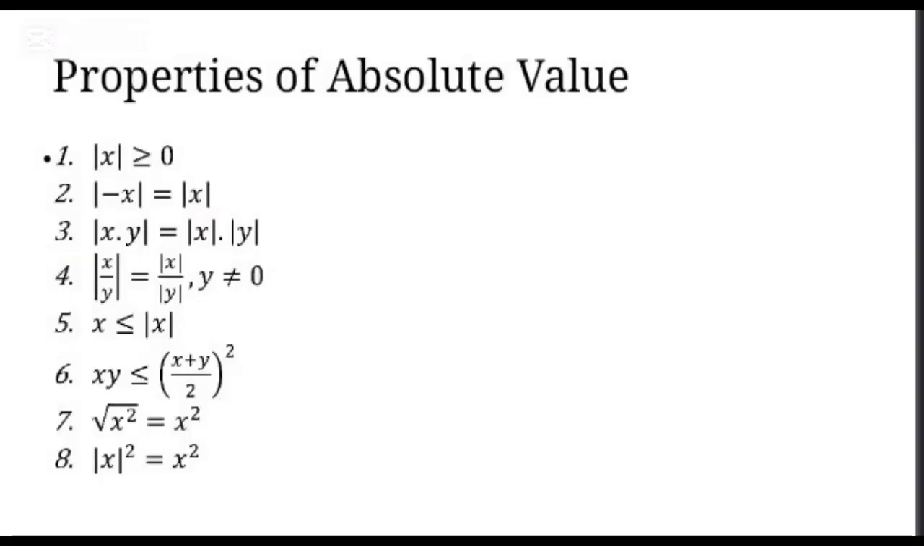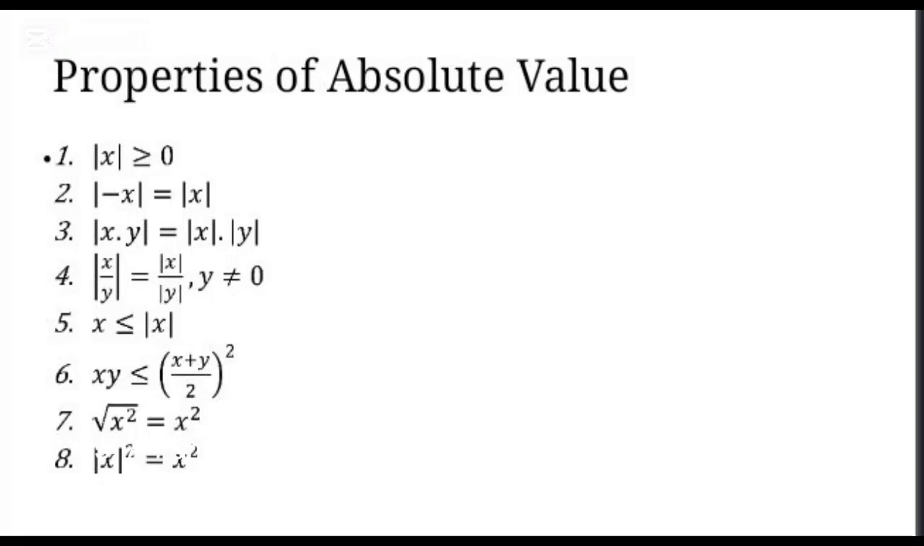Properties of absolute value. 1. The absolute value of any real number is always 0 or positive, never negative. 2. Negative or positive, the absolute value gives the same result. 3. The absolute value of a product equals the product of the absolute values. 4. The absolute value of a quotient is the quotient of absolute values, y must not be 0.